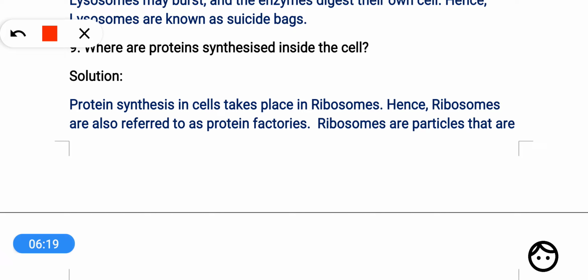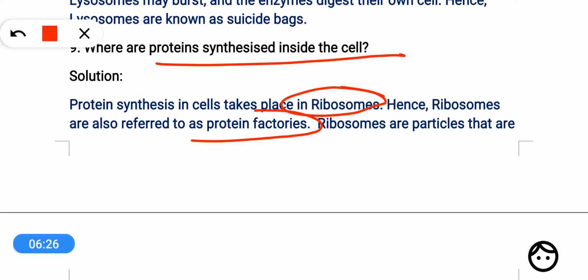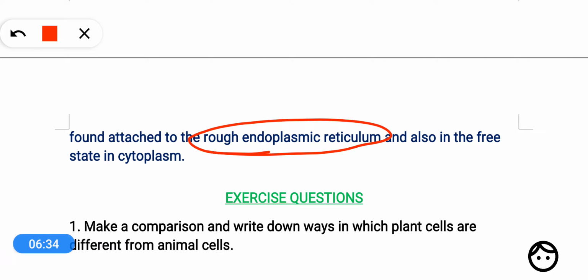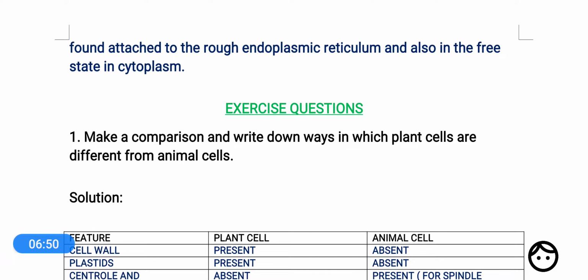Now, where are proteins synthesized inside the cell? The proteins are synthesized on particles known as ribosomes, and this is why the ribosomes are called protein factories of the cell. But ribosome particles are found attached to the rough endoplasmic reticulum's surface, and also they are found in free state inside the cytoplasm. So ribosomes are found in two states. One is attached to the surface of the endoplasmic reticulum, and the second is they are found freely in the cytoplasm. Also they are called cytosolic ribosomes.